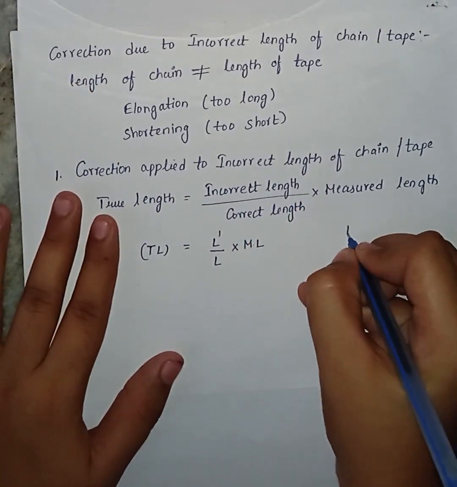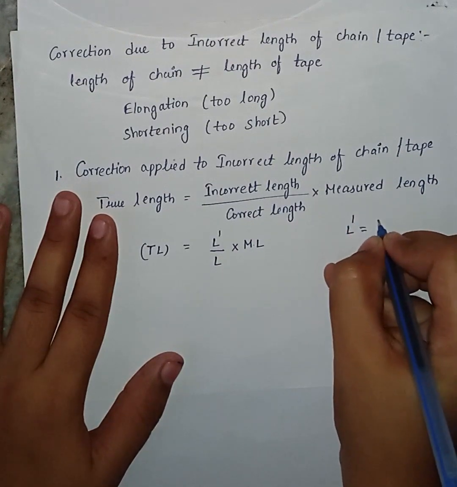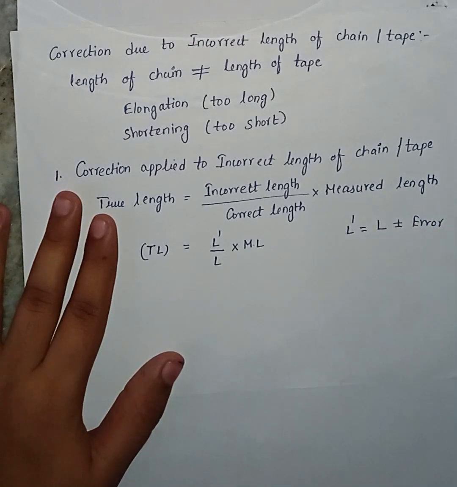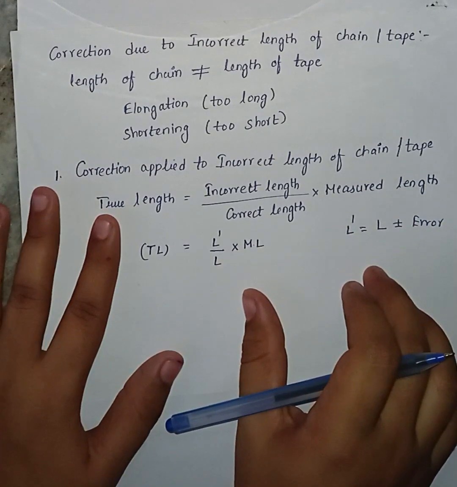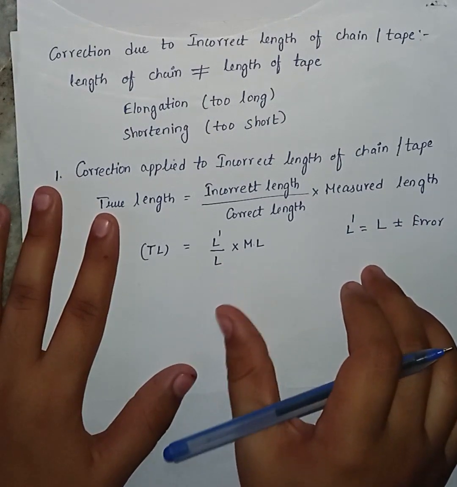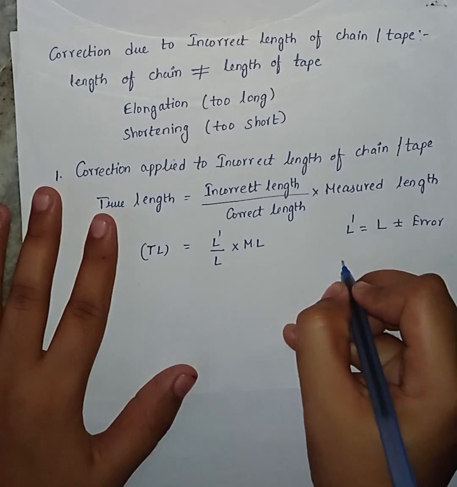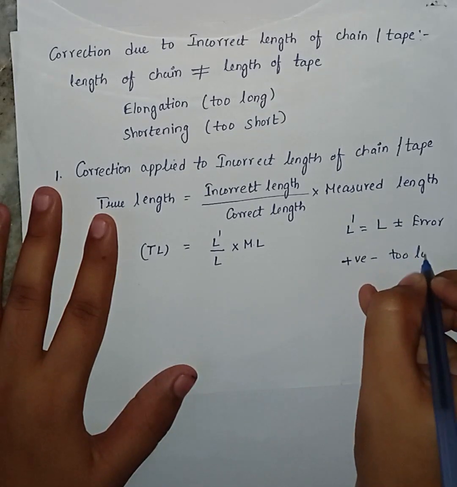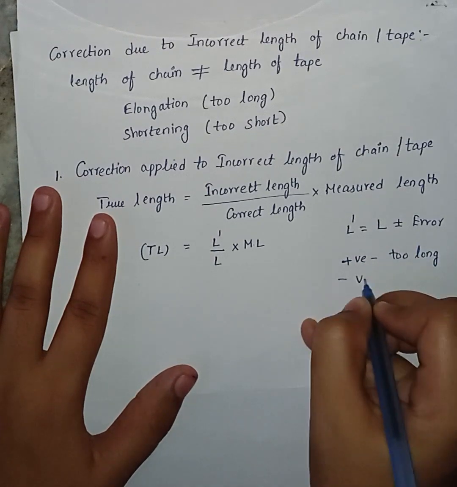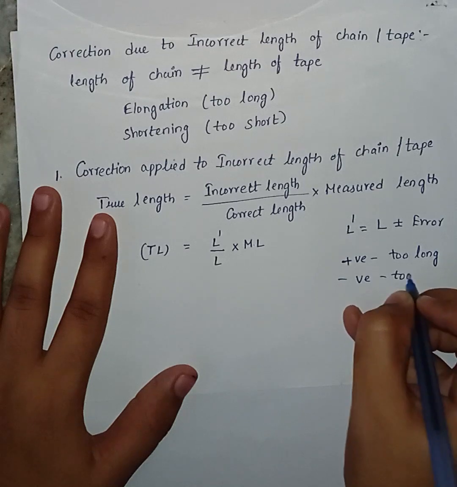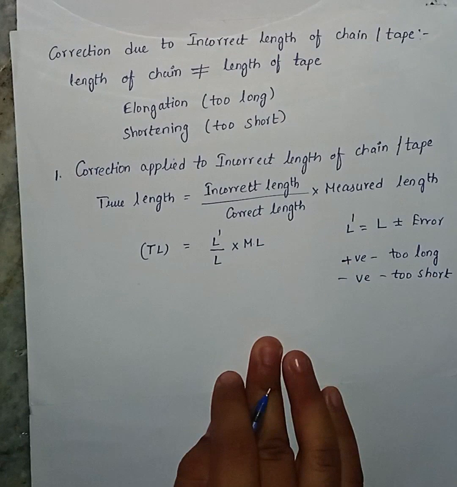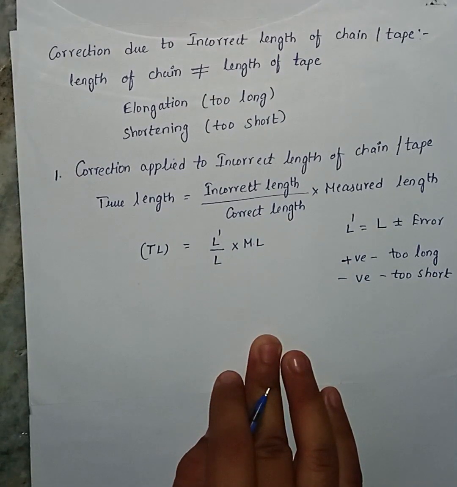How are we getting the incorrect length? L dash, incorrect length, is equal to true length plus or minus error. We have to use positive sign when the chain or tape is too long and negative sign when it is too short. Whenever it is too long we use the positive sign, and whenever it is too short we use the negative sign. This is the correction applied to incorrect chain or length.